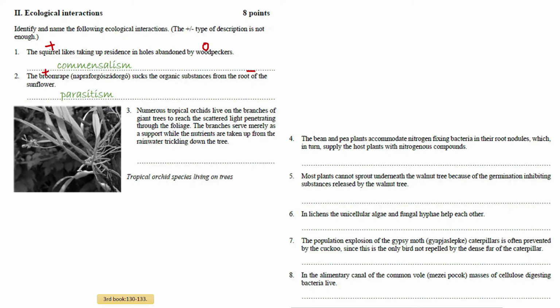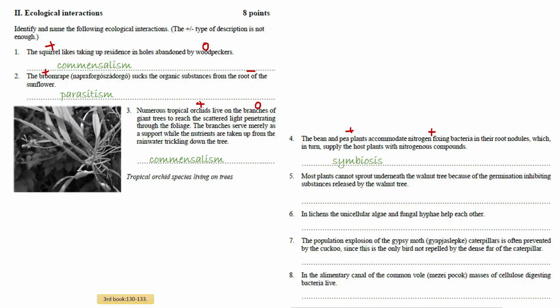Numerous tropical orchids live on the branches of giant trees to reach the scattered light penetrating through the foliage. The branches serve merely as a support while the nutrients are taken up from the rainwater trickling down the tree. Okay, so that is going to be positive for the orchids for sure, and neutral for the branches. So this is going to be commensalism again. The bean and pea plants accommodate nitrogen-fixing bacteria in their root nodules, which in turn supply the host plant with nitrogenous compounds. That's a very easy one, positive, positive, so it's symbiosis.